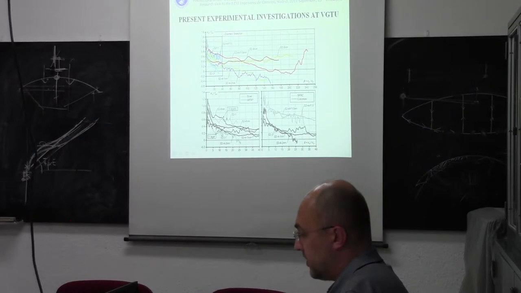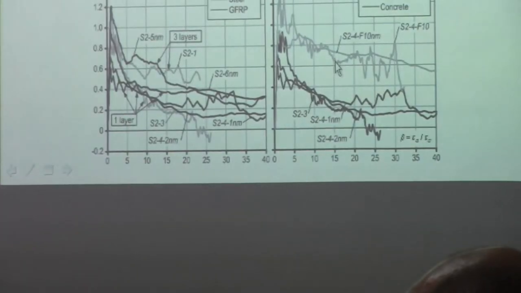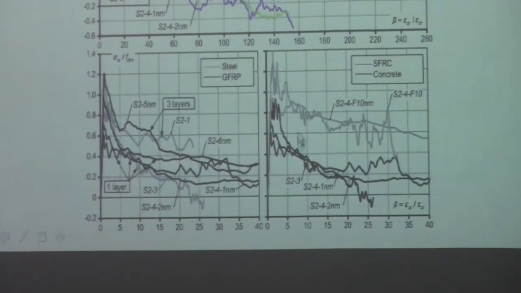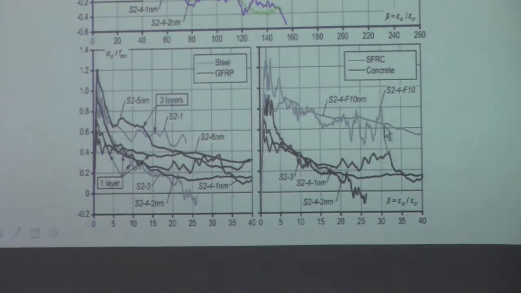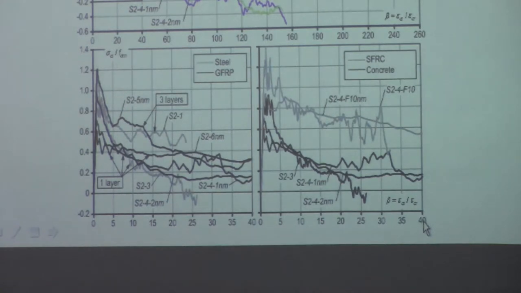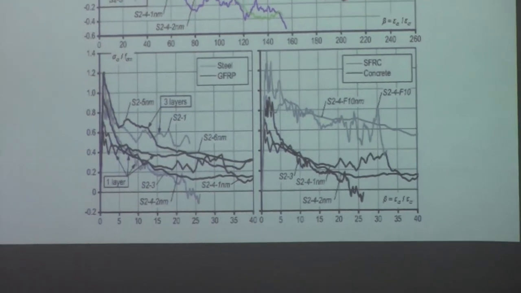These diagrams show differences with respect to reinforcement layers. These diagrams show effectiveness of fibers, and as we can see, metallic and non-metallic reinforcement in the range of beta 40 possess the same, very similar stiffness. Then we can conclude that application of non-metallic reinforcement with fibers is also very effective.